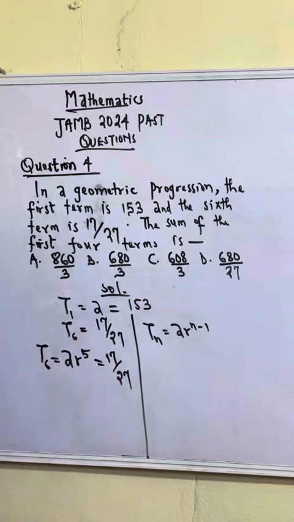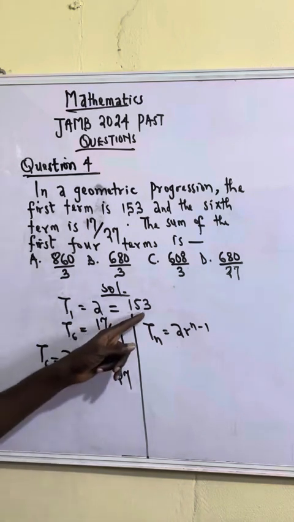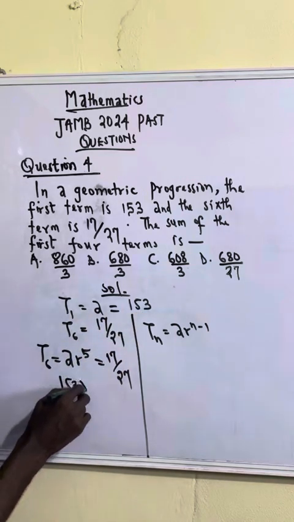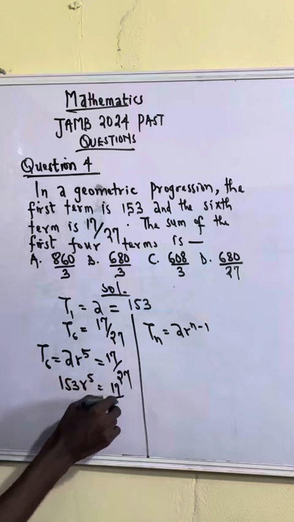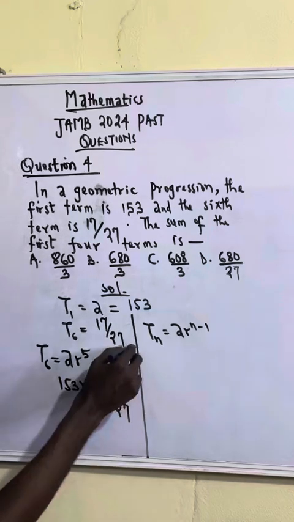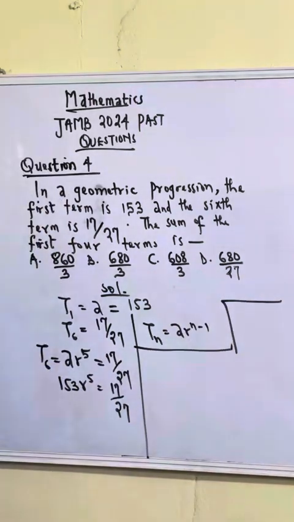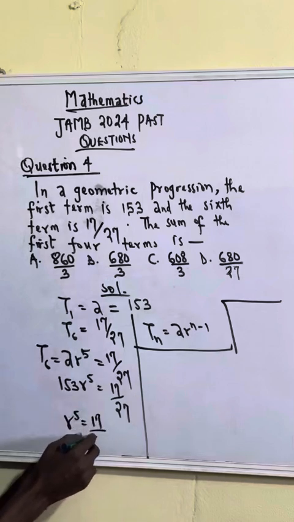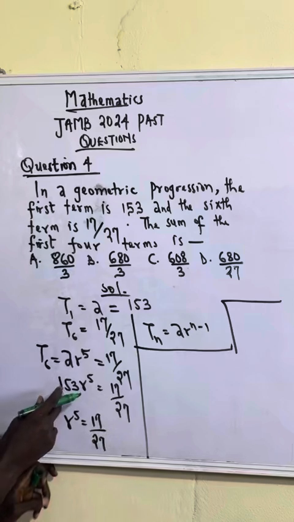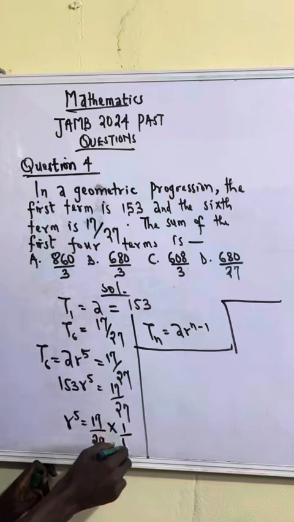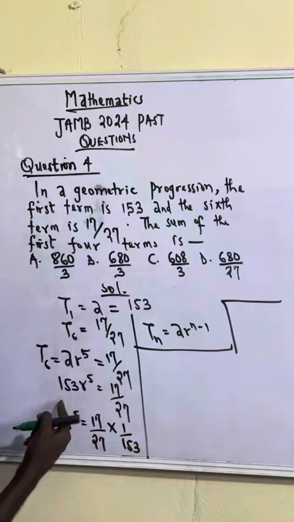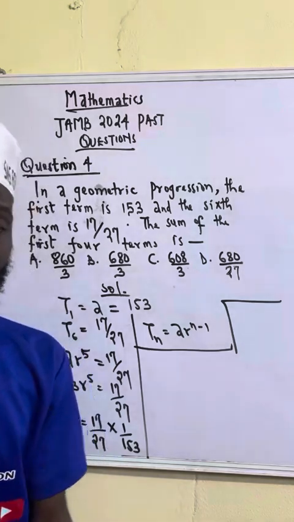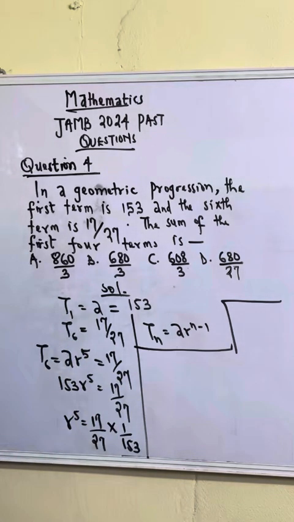So from here, we can substitute the value of A, which is 153. I will have 153 R raised to power 5 equal to 17 over 27. Let's move on. I can divide both sides by 153. So I will have R raised to power 5 equal to 17 over 27 divided by 153, which is just the same as multiplying by 1 over 153.